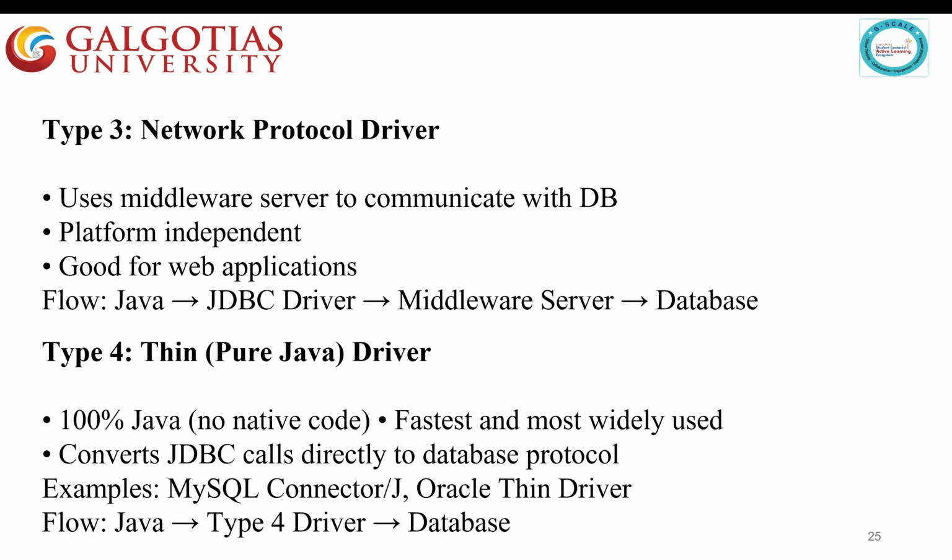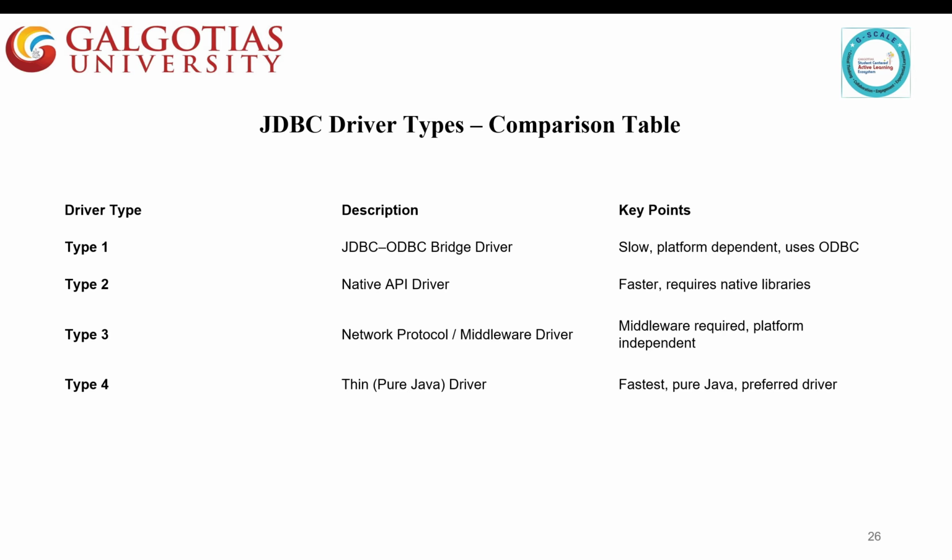The purpose of the network protocol driver, type 3 JDBC driver, is to enable Java applications to communicate with the databases through a middleware server that translates JDBC calls into database specific protocols. The purpose of the thin pure Java driver, type 4 JDBC driver, is to allow Java applications to communicate directly with the database using a fully Java-based driver without relying on native libraries or middleware.